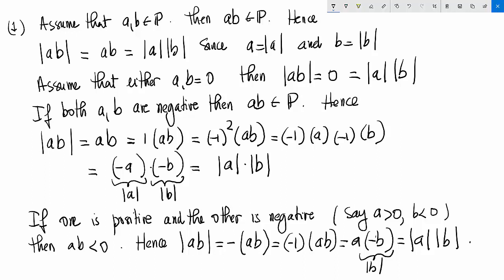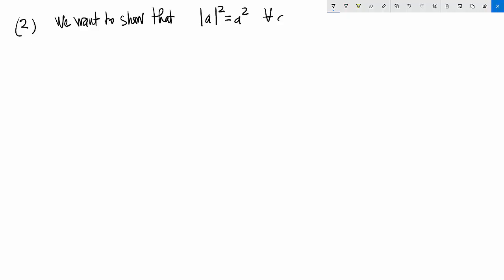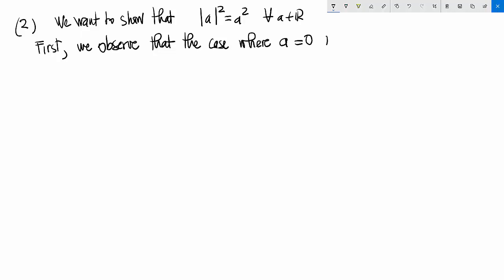Alright, so this takes care of our first claim. Now regarding our second claim, which, to remind you what it is, we want to prove here. So for part 2, we want to show that the absolute value of a squared is equal to a squared for any real number a. So first we observe that the case where a is equal to 0 is obvious, and I will not waste your time with that case.